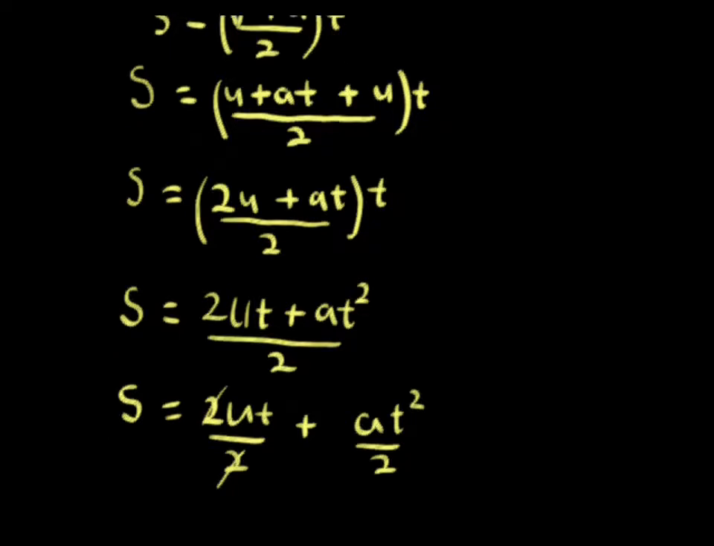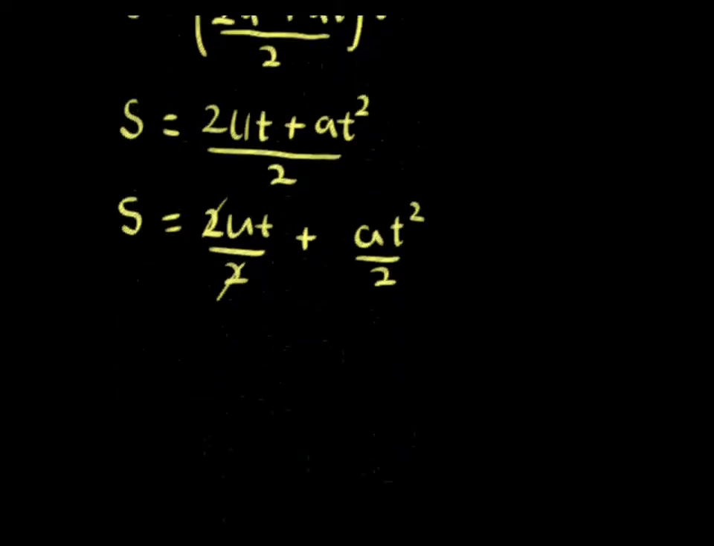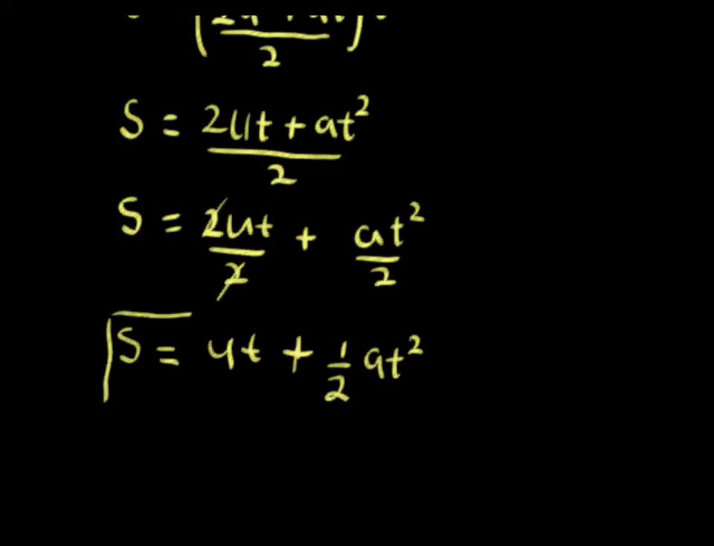And in the end, we are left with our distance being equal to ut plus, now we can separate this 1 over 2 here and it gives us 1 over 2 at square. This right here would be our second formula for rectilinear motion.